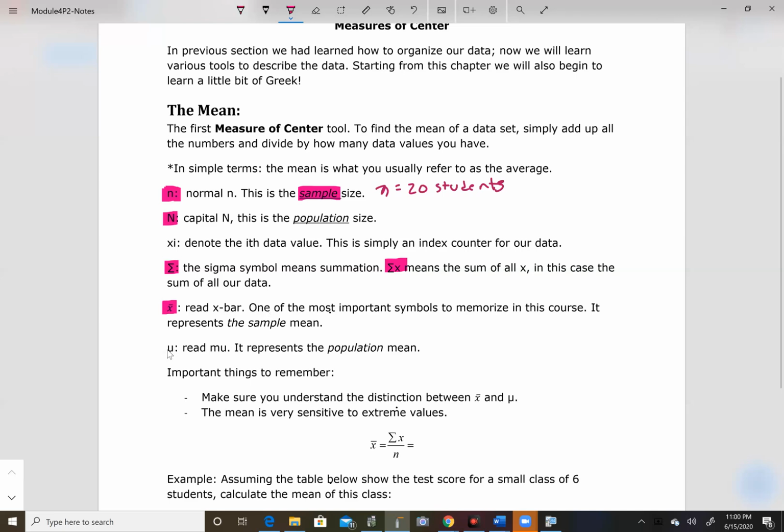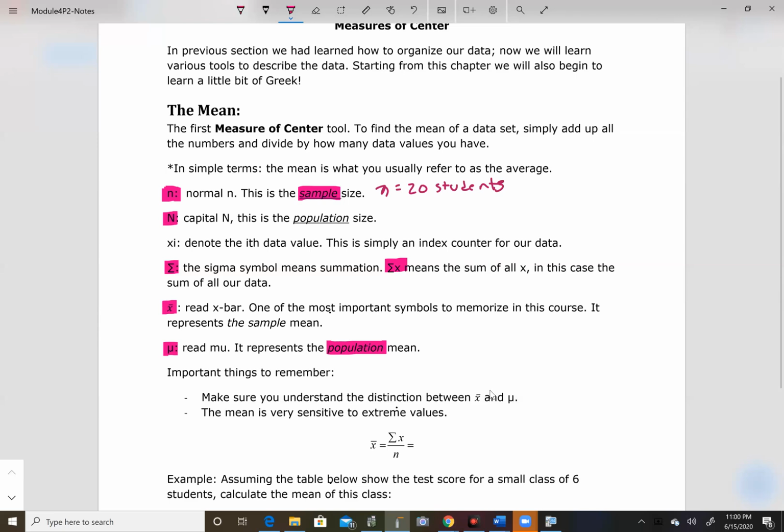Okay, and here we have mu. It kind of looks like a u, but it's mu. And it represents the population mean. So instead of just looking at those 20 students, what if everybody at the school, of that population I was using, had taken that test? Mu would be the mean of everybody at the school taking that test as opposed to those 20 students that we were looking at.